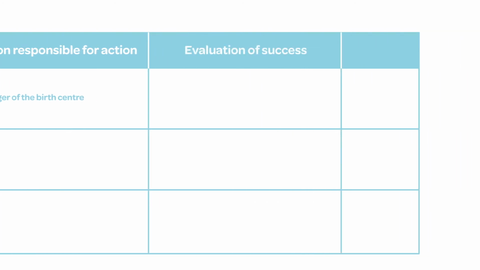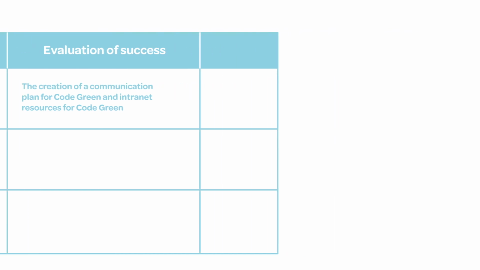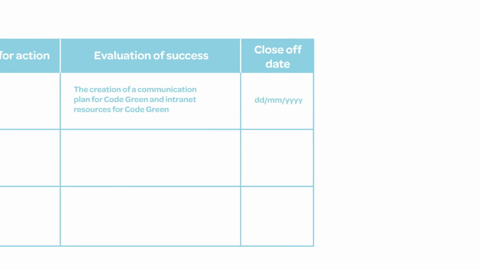3. Evaluation of success. You need to identify measures which will tell you whether the action has been implemented and successful in addressing the issue. Don't rely on incident reports. 4. Finally, a proposed close-off date for implementing the action needs to be identified.